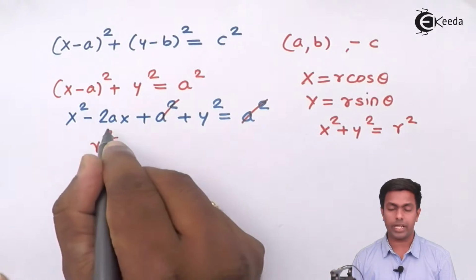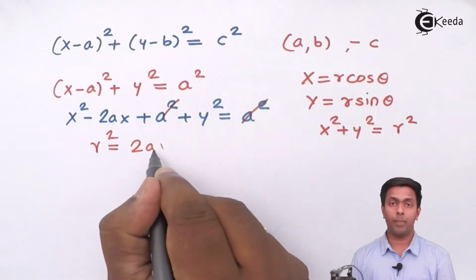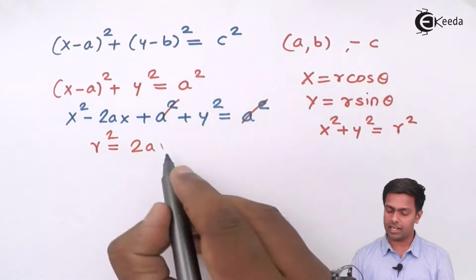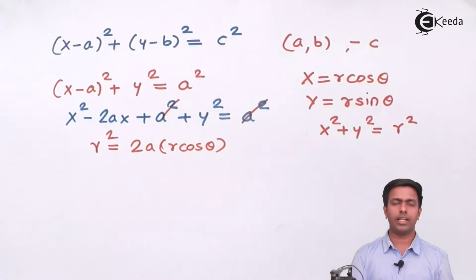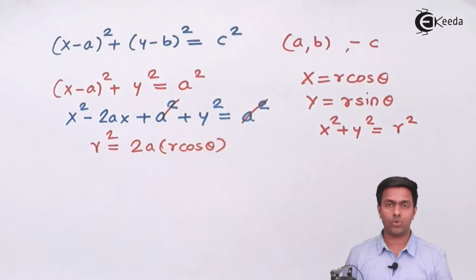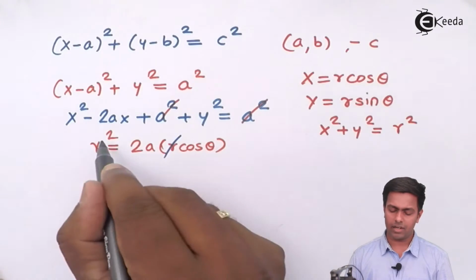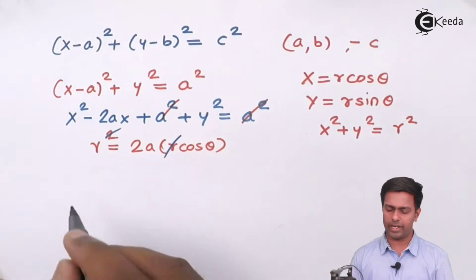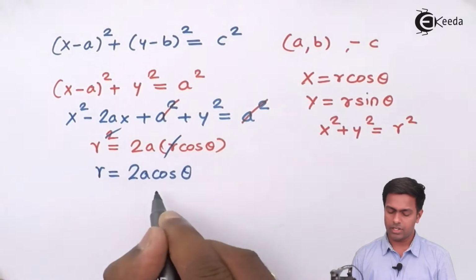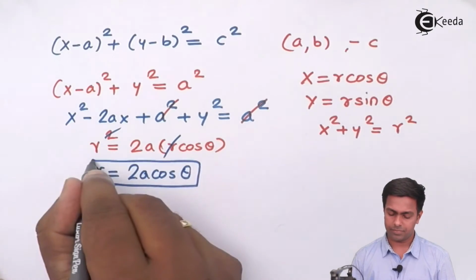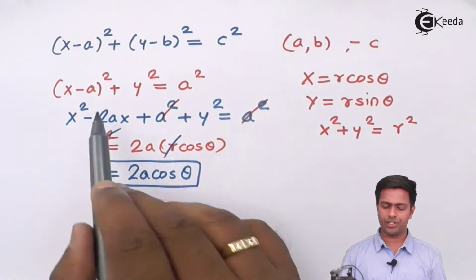Next, this 2ax will go to the right hand side, that will become positive 2ax. But wait, what is x? x is r cos theta, so here I'll substitute it as r cos theta. So in short, we are getting r square equals 2a r cos theta. Let's remove this r, so I'll cancel r from both sides. So what are we getting? We are getting r equals 2a cos theta. So guys, this is the polar form of a circle having the Cartesian equation like this.